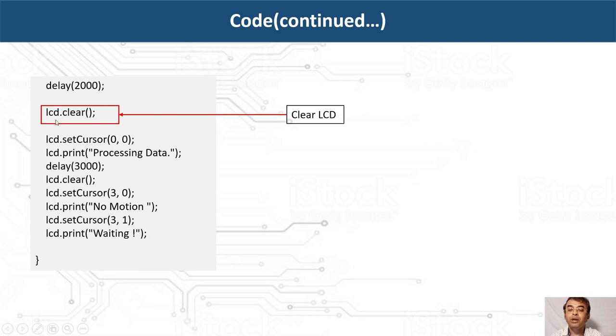Then we have LCD.clear, that means clear LCD. Then guys, you can see the different parameters of LCD. That means you have to set all these parameters accordingly. As you can see also, some displays: processing data, then no motion, then waiting, like this. I'll show you.